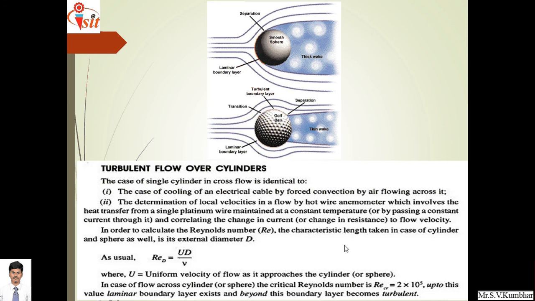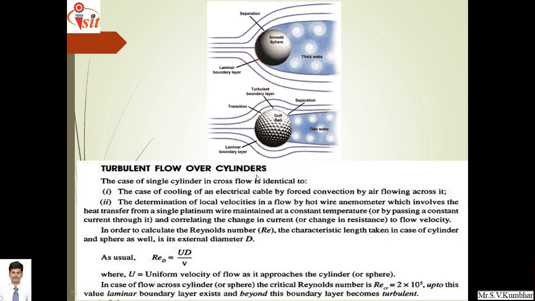So, here one example is shown, a smooth surface and a golf ball. If you observe carefully, when air flows over a very smooth surface sphere, thick wakes are formed behind it, right? But on the other hand, if the golf ball is provided with roughness, these thick wakes are converted into thin wakes. That is why the golf ball is provided with roughness, right? So, here is the separation point.